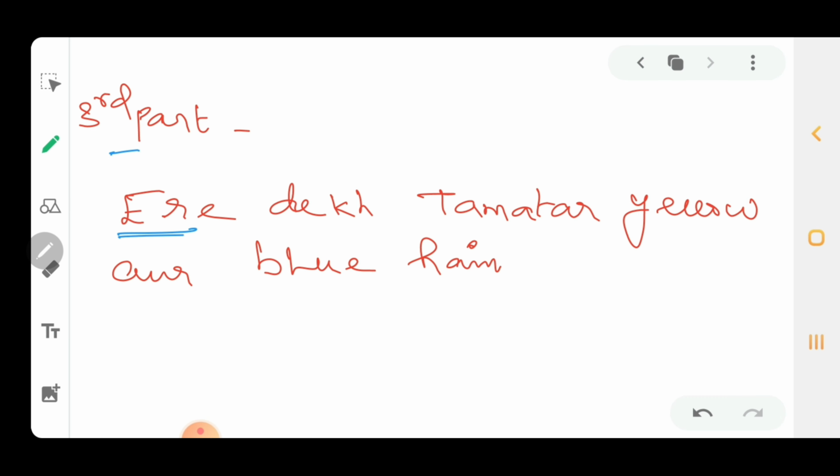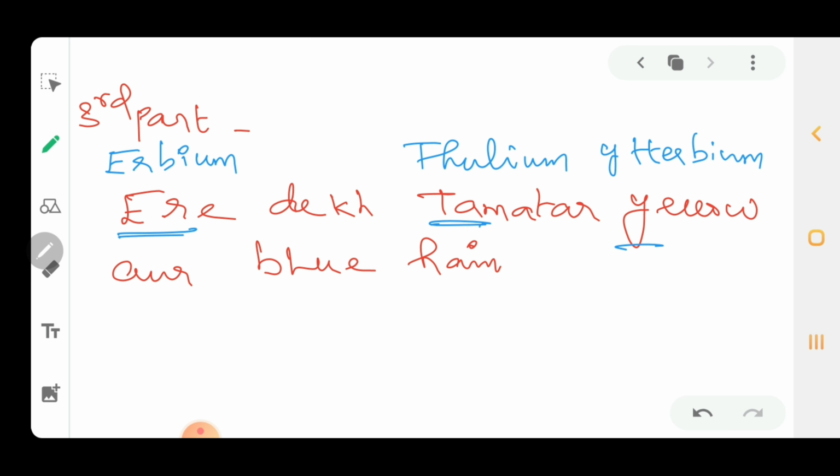This Er stands for erbium, and then this Tm stands for thulium, Yb stands for ytterbium, and then this Lu stands for the last element, lutetium. Hope you understand the lanthanide series and the elements attached to it.